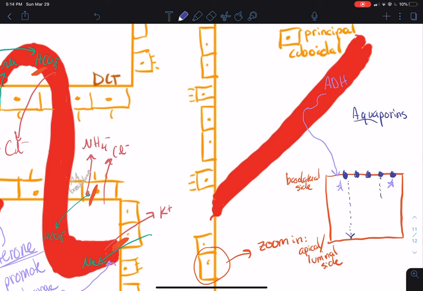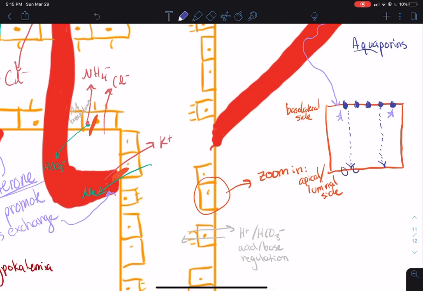We need to get more water into the bloodstream. So it'll tell those aquaporins to move to the apical side. And once they move to the apical side, they'll open. And then they'll wait for water to float by. And when water floats by, it'll get brought back into the bloodstream, which is pretty cool.